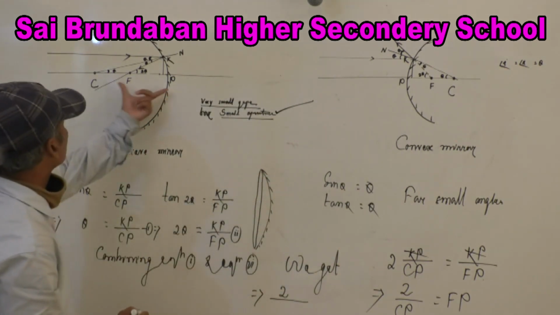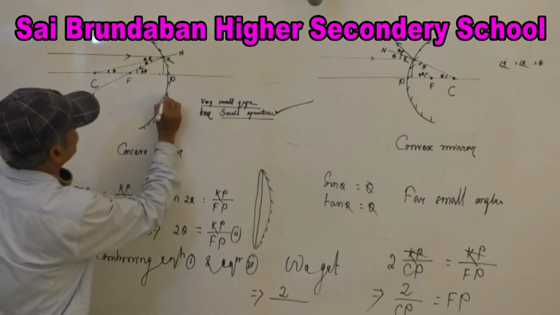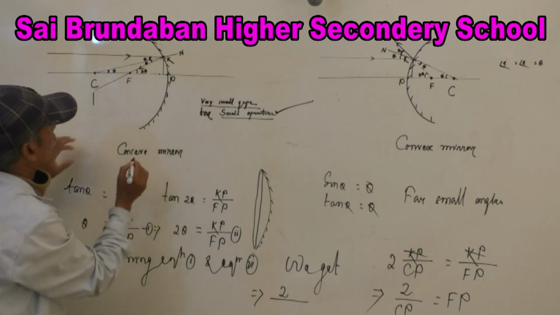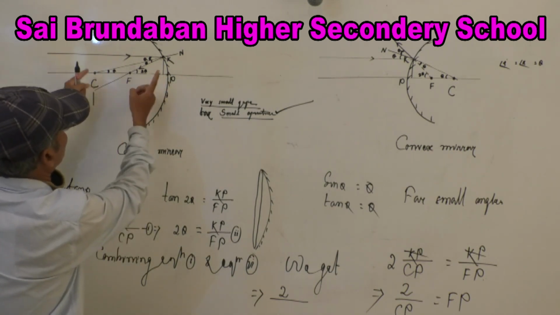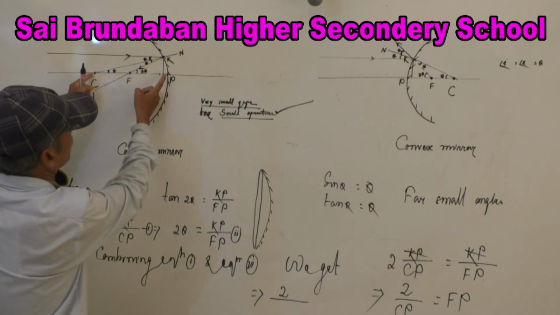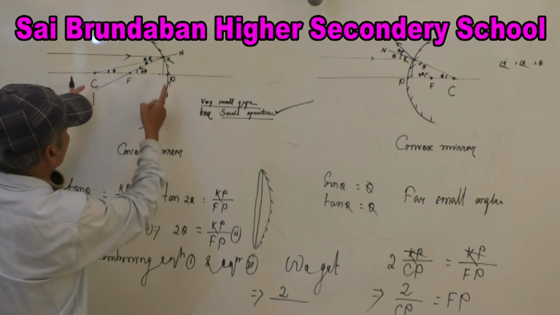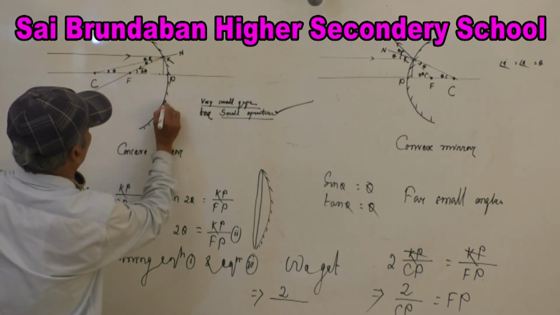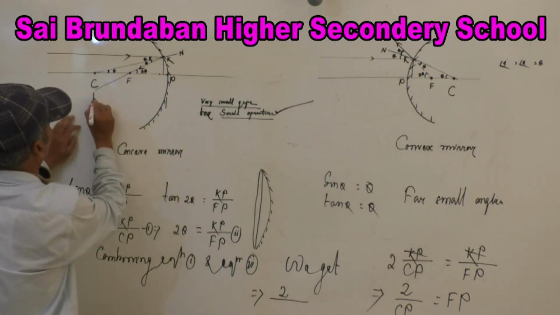What is the value of Cp? Cp is the radius of curvature. Actually, this is the distance from here to here. This is the distance from here to here. But we have to show, we cannot show here, we can show here. This is R.